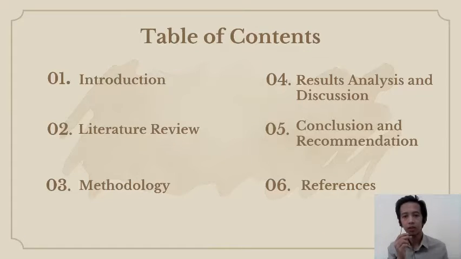Next, I will proceed with the table of contents from this slide's presentation. First is the introduction, where we will explain the background of study, problem statement, research objective, and scope of study. Second is the literature review, which covers previous studies related to my research. Then the methodology part, where we show the method I used to carry out this research. And then we proceed to result analysis and discussion, where I include all the results and the analysis. After that, I will conclude my research in the conclusion part, and also give recommendations for carrying out this research in the future. Lastly, I put some references that I used for this research.